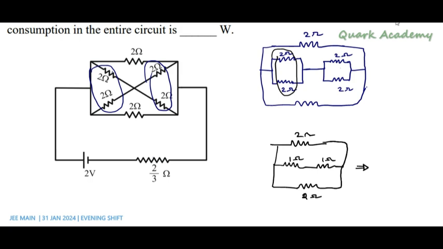If we find the total resistance of this, here it will be like 3 resistors in parallel, because this 1 and 1 are in series. We can simply add them. It will become 2. So 3 resistors of 2 ohm are in parallel. The resistance is going to be 2 by 3 ohm.